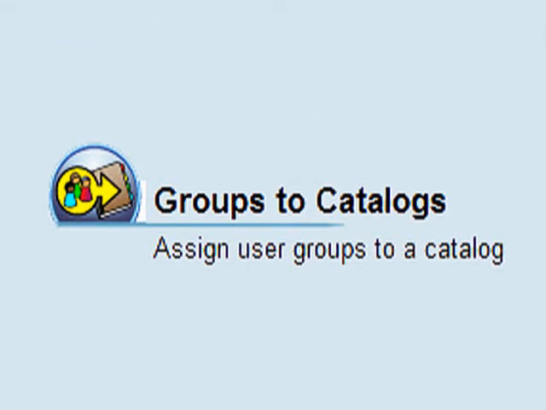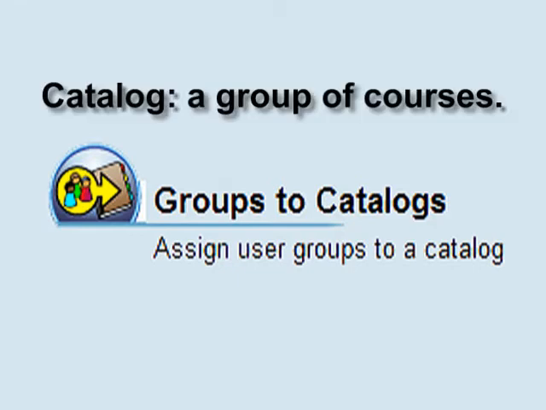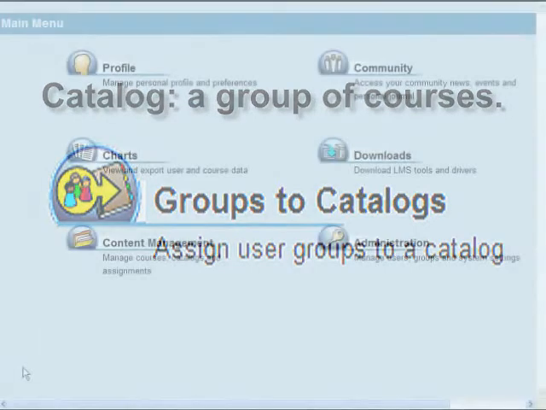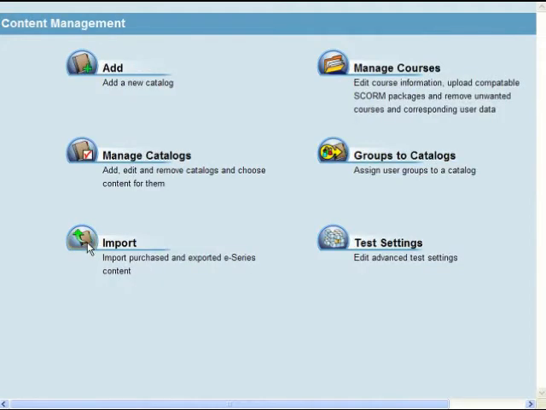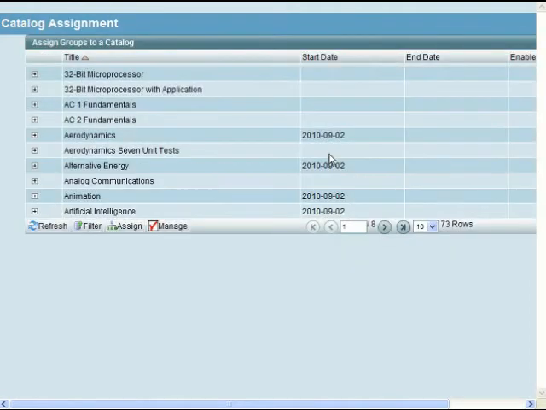In order for groups to access courses, a link must be made between the two. A catalog is a group of courses. The Groups to Catalog option lets you create that link. From the main menu, click on Content Management, then select Groups to Catalogs. The Catalog Assignment screen opens.